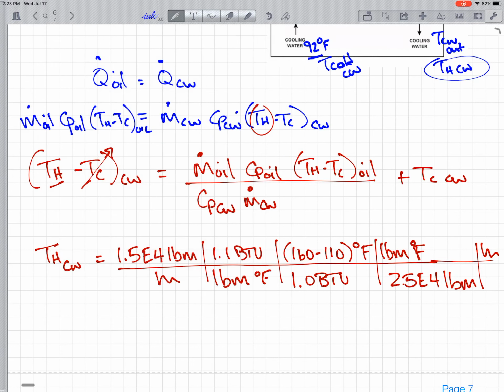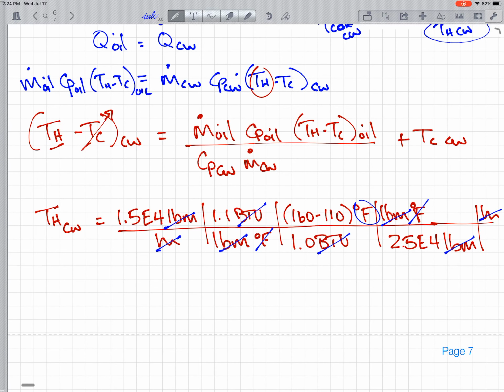All right, so now change colors here, and I'm going to get rid of my units. It's a very important step. I want you to lay these units out to where you can read them. So pounds mass divided by pounds mass equals 1. Hours divided by hours equals 1. Pounds mass divided by pounds mass equals 1. Degree Fahrenheit divided by degree Fahrenheit equals 1. And BTUs divided by BTUs equals 1. That's going to leave me with degrees Fahrenheit.